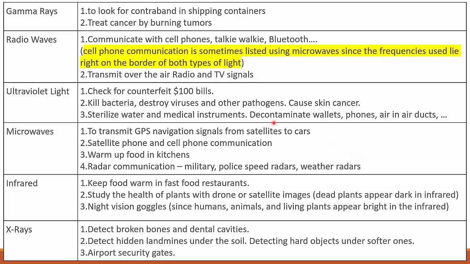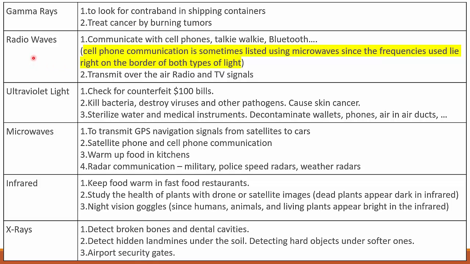Let's discuss applications of electromagnetic waves, starting with gamma rays. We use gamma rays to look for contraband in shipping containers. That's because they are high energy, so they can move even through metals, allowing us to see the inside of shipping containers. Because they are high energy, we use them as well to treat cancer by burning tumors.